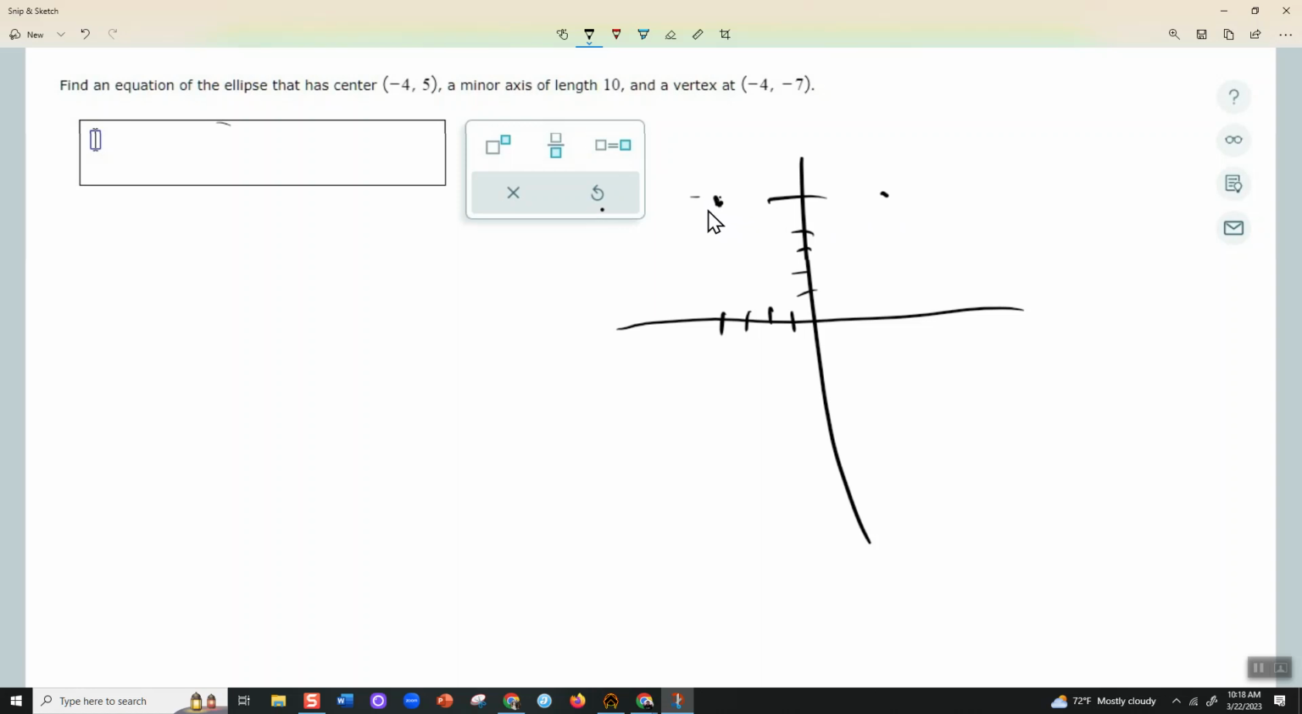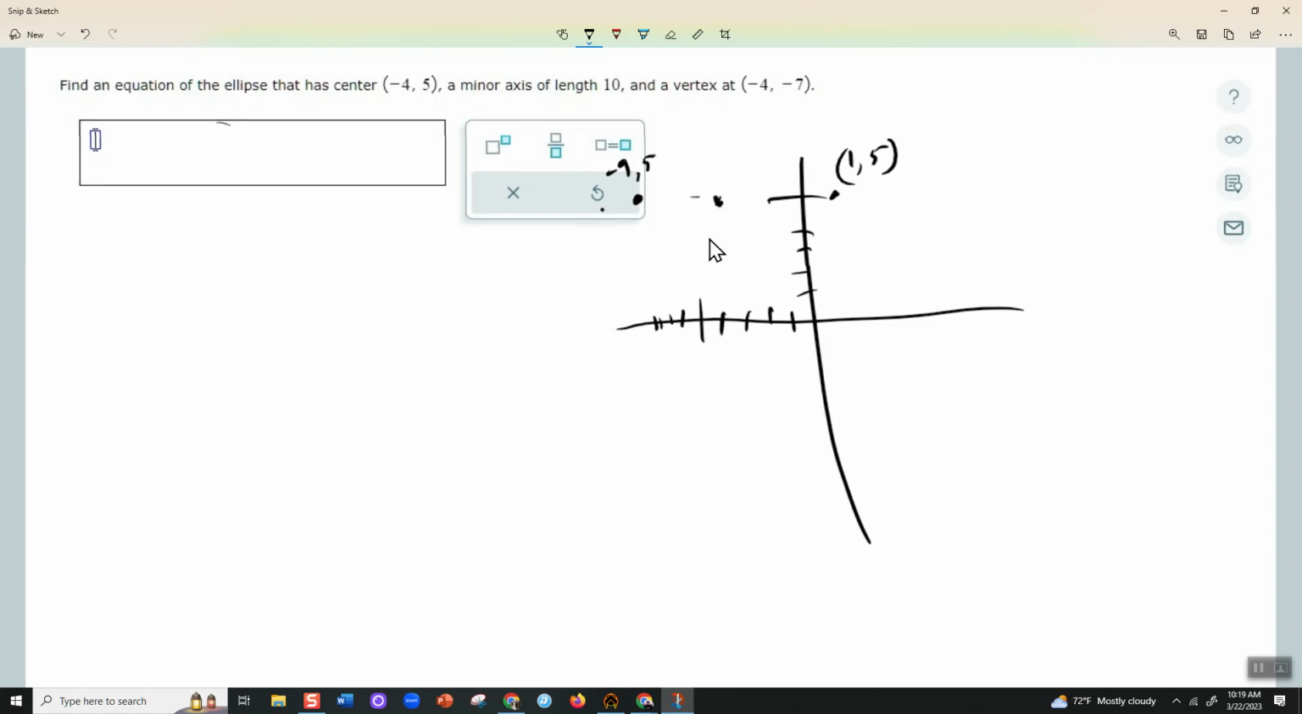So from negative 4, if I go 5 units this way, it's going to be right here at 1. Guess I shouldn't have put that so far out. And from negative 4, 5 units this way would be 1, 2, 3, 4, 5, negative 9. So negative 9, 5, and this is 1, 5. That's the minor axis.